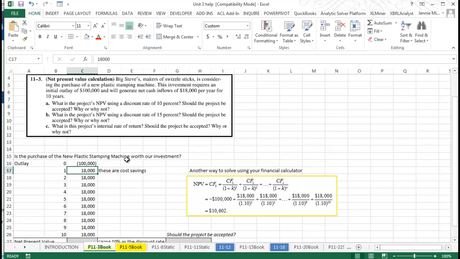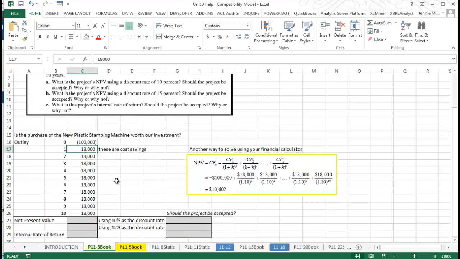Here in part A they're telling us to use a discount rate of 10%, and that rate of 10% gives you a clue as to their cost of capital, what it's going to cost them, and what they expect to earn on any investment. Essentially, they're investing in themselves.